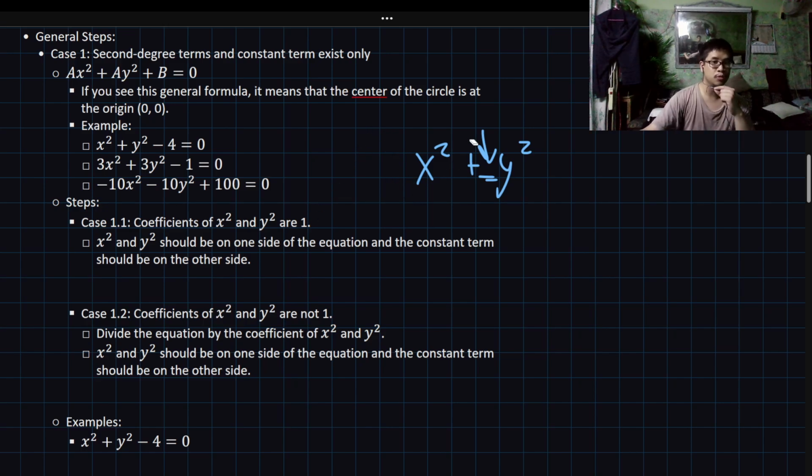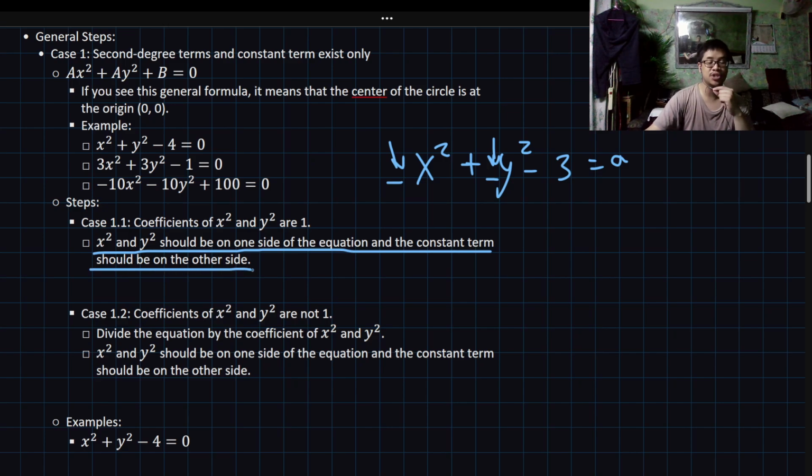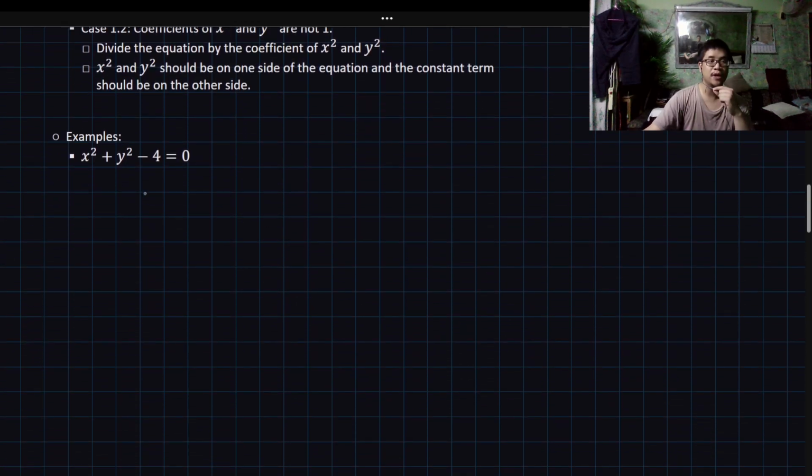So what am I going to do? If you have, for instance, x squared plus y squared minus 3, with no visible number, what you're going to do is put x squared and y squared on one side of the equation and the constant term on the other side. For example, x squared plus y squared minus 4 is equal to 0.